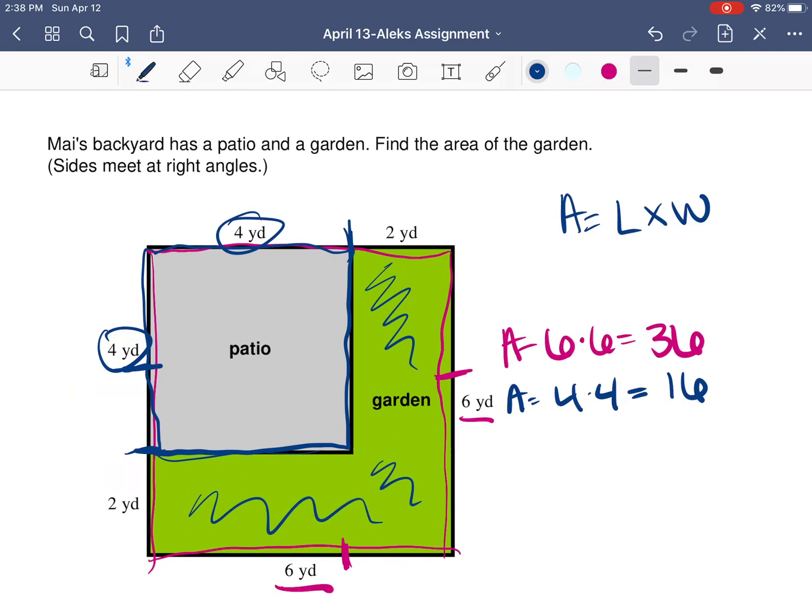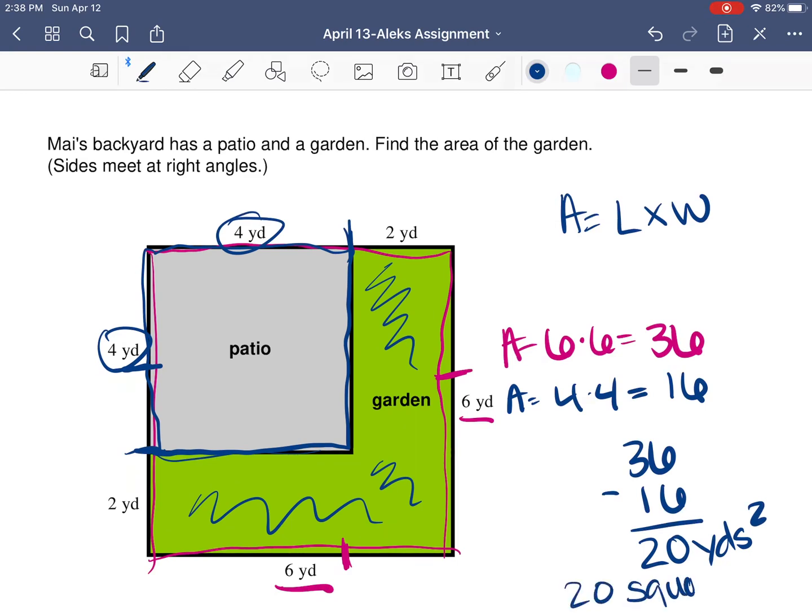So now I have these 2 areas. The first one is the whole box together, and the second is the patio. So what I want to do to find out what the garden is, I'm going to take the 36 and subtract the 16 from it, which gives me 20. And it's dealing with yards, so it could be 20 yards squared, or I could also say 20 square yards. And that is how we would do number 2.